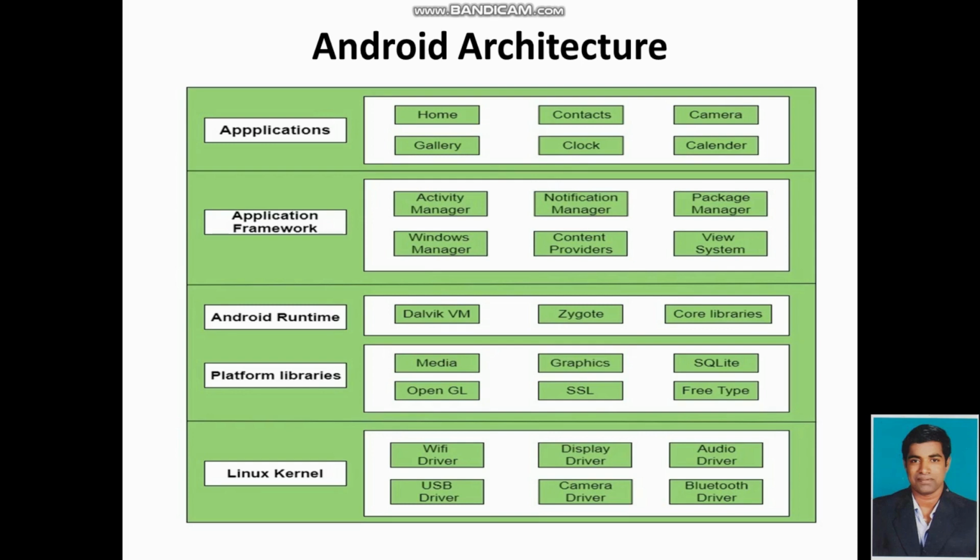In the Android runtime layer, there are the Dalvik virtual machine, Dalvik VM, Dex code, and core libraries. The platform libraries are media, graphics, SQLite, OpenGL, SSL, FreeType, and so on. The last layer, the fifth layer, Linux kernel, consists of Wi-Fi driver, display driver, audio driver, USB driver, camera driver, Bluetooth driver, and so on.